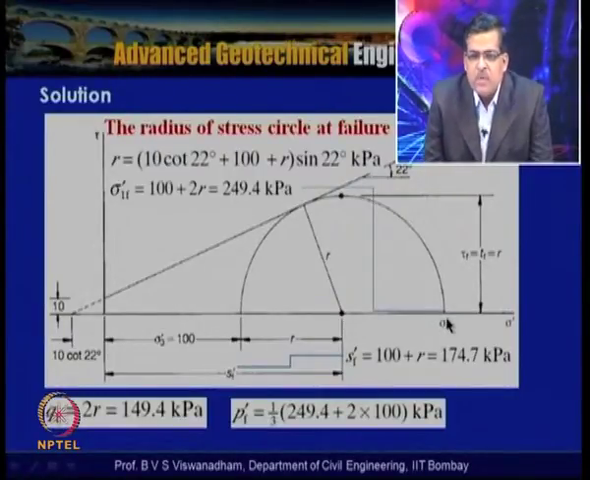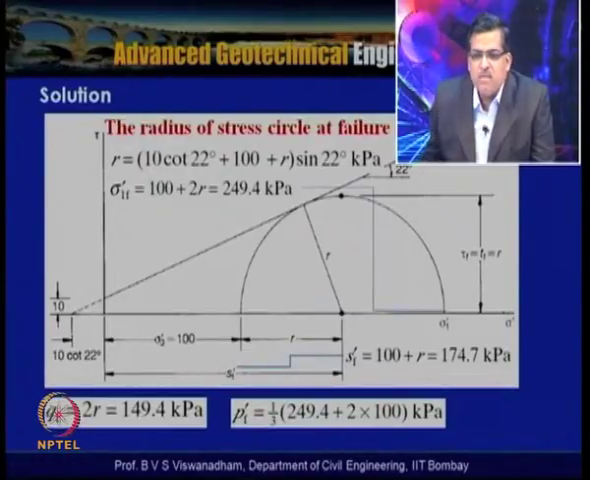at failure. And once we get the major principal stress at failure, this s dash f can be obtained as sigma 3 plus (sigma 1 minus sigma 3) by 2, which is nothing but 100 plus r, which is about 174.7 kilopascals. And q f is nothing but 2r, which is equal to 149.4 kilopascals.